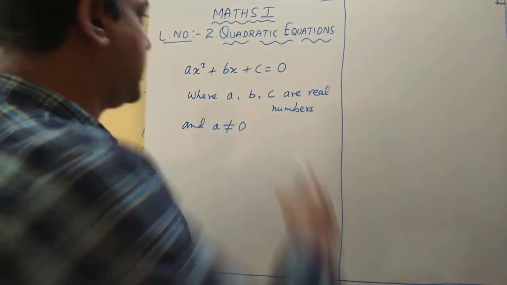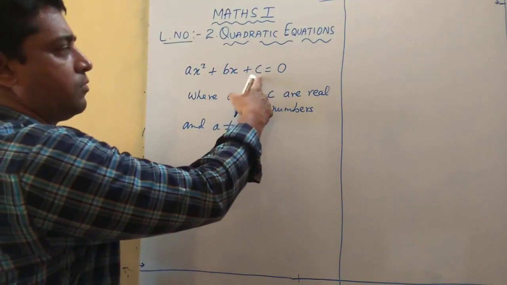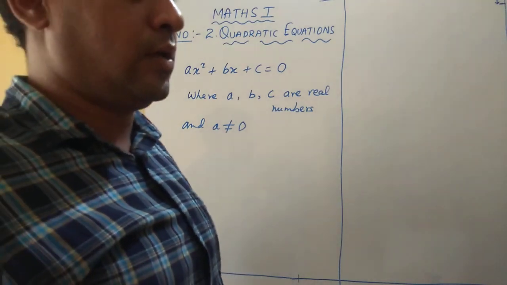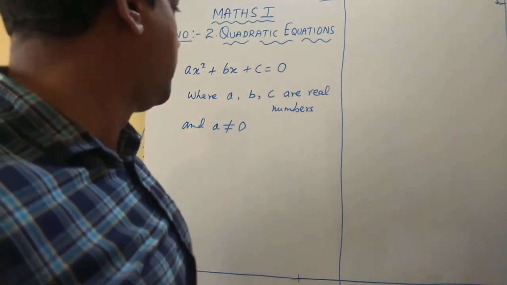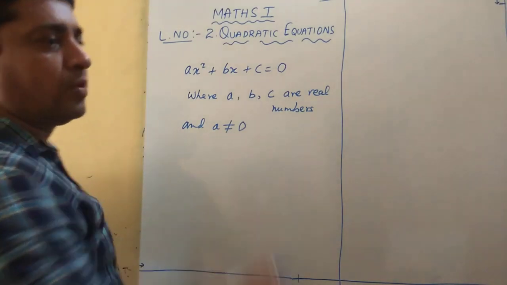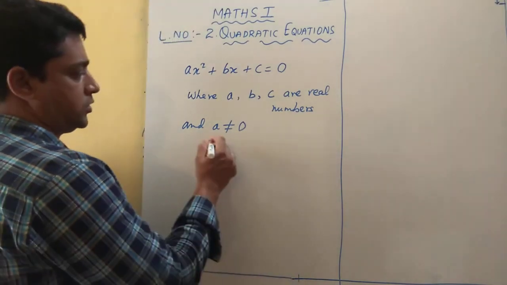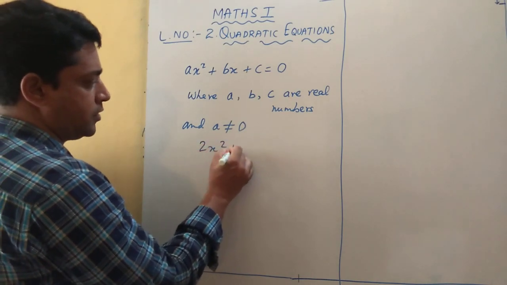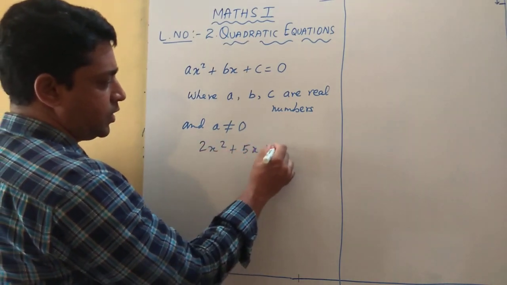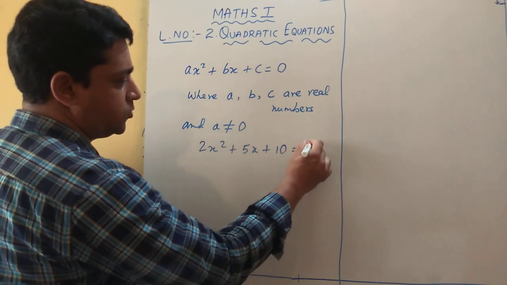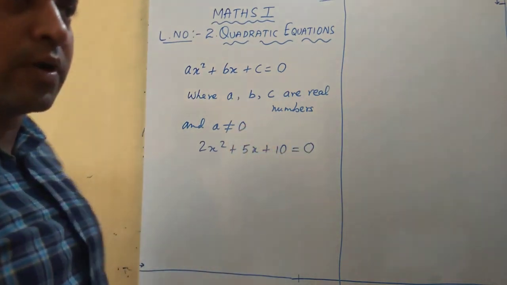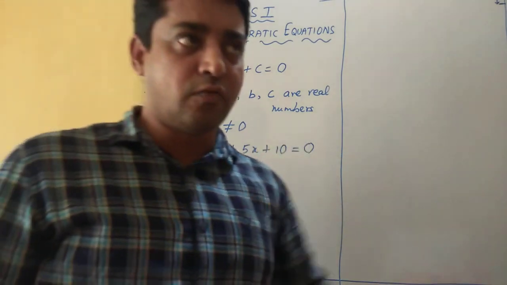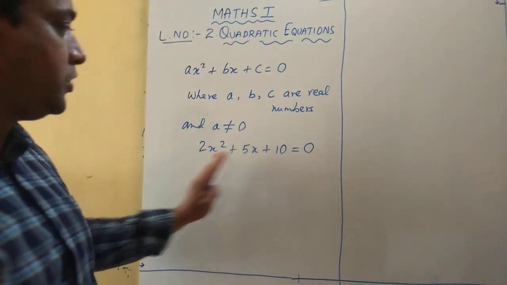The reason is b can be equal to 0, c can be equal to 0, but a cannot be equal to 0. Okay, I'll take a concrete example to just make it clear why a cannot be equal to 0. So suppose I'll take 2x square plus 5x plus 10 is equal to 0. Okay, this is a proper example where the coefficients are given. Instead of a, b, c, we have the coefficients here.